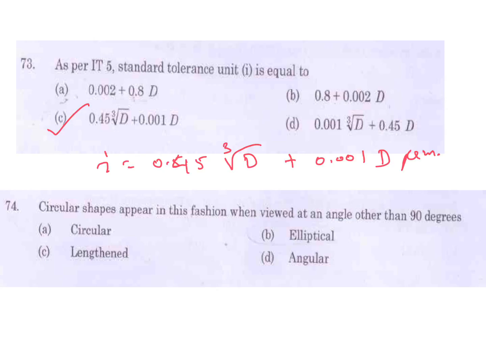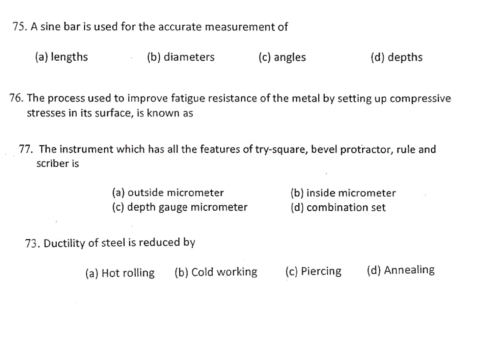Circular shapes appear in this fashion when viewed at an angle other than 90 degrees. It's elliptical. Next question. A sine bar is used for the accurate measurement of angular measurement. So answer is C.